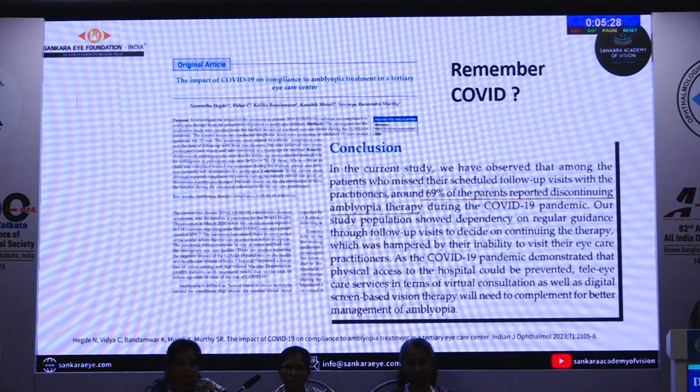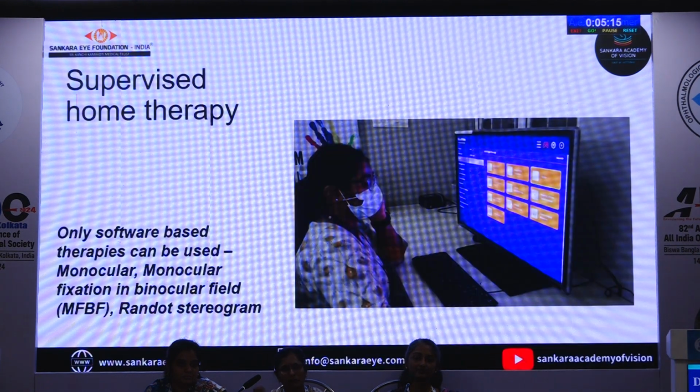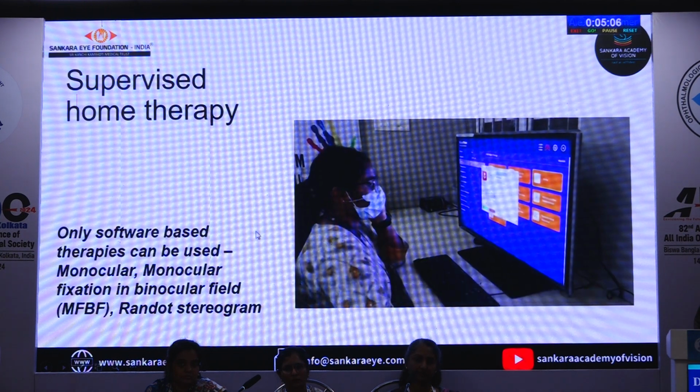Then COVID hit. When we went back and looked at our patients walking in, we found a large number of them not coming into clinic. Almost 70% of patients and parents had actually discontinued therapy. That got us thinking, since that was the era where we were doing everything on Zoom, if everything can happen on Zoom, why can't evaluation and therapy also happen on Zoom?